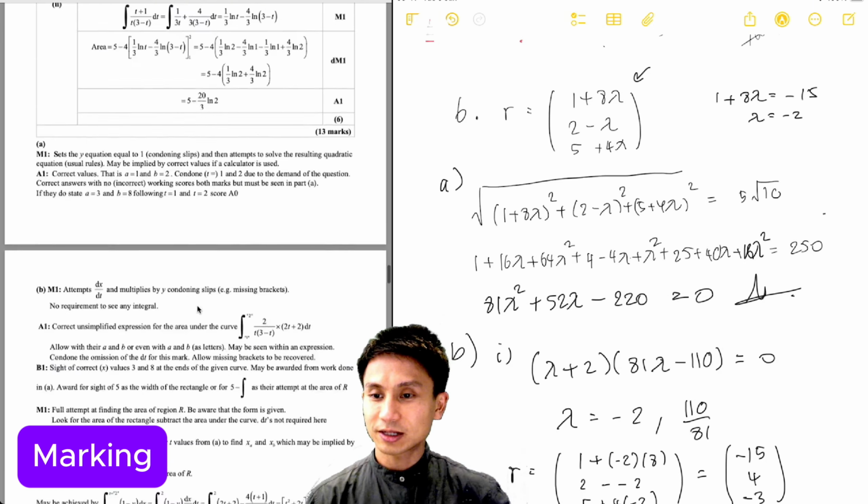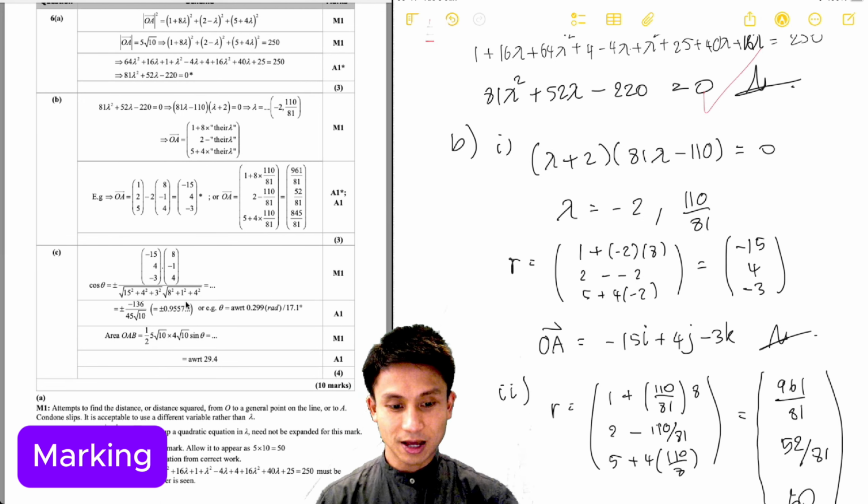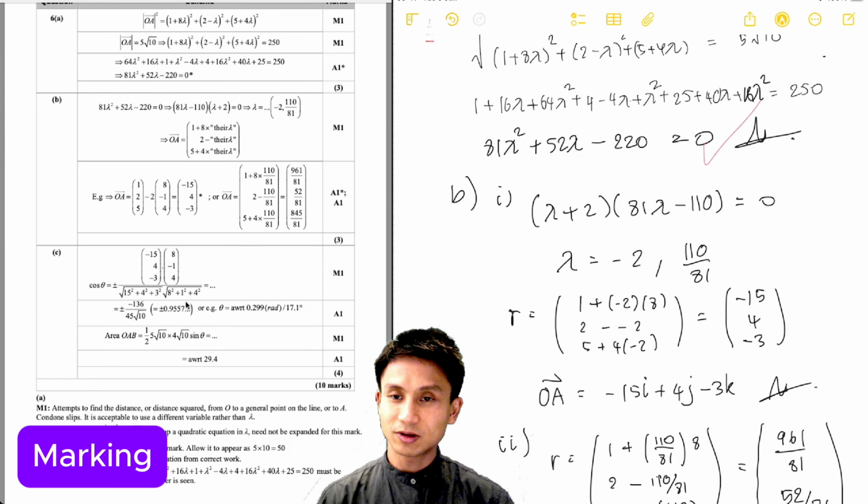And for B, this is going to be a long vector here. For BI, I could prove that I have factorized. This is what I did: I found lambdas to be -2 and 110 over 81, and I could prove that. And the other vector is just plugging in the other number.